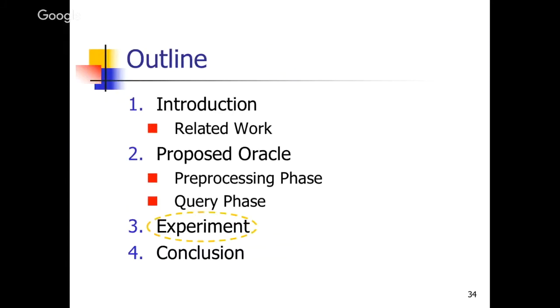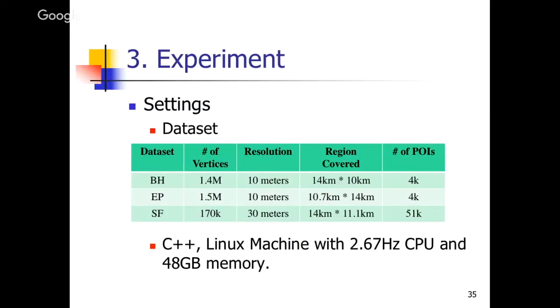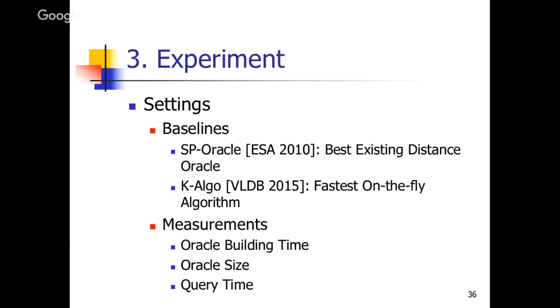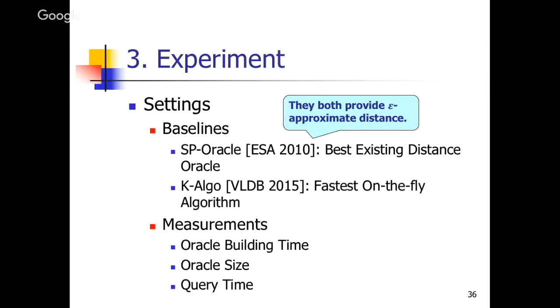Okay, next, let me show my experiments. In the experiments, we used 3 real data sets: Bearhead, Eagle Peak, and San Francisco. They have 1.4 million, 1.5 million, and 160K vertices respectively, and 4K, 51K points of interest respectively, extracted from OpenStreetMap. We implemented all the algorithms in C++ and conducted the experiments on a Linux machine. We consider 2 baselines. The first one is the SP Oracle, the best existing distance oracle. We also consider the K algorithm, which is the fastest on-the-fly algorithm, and both of them provide epsilon-approximate distances. We adopted 3 measurements: oracle building time, oracle size, and query time.